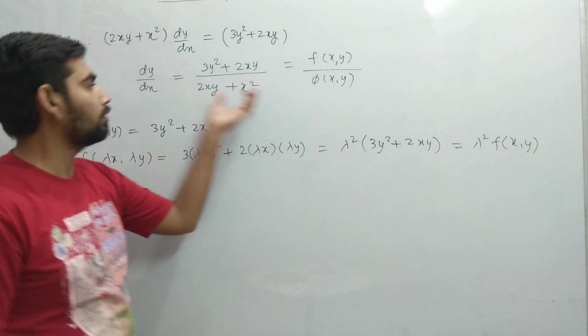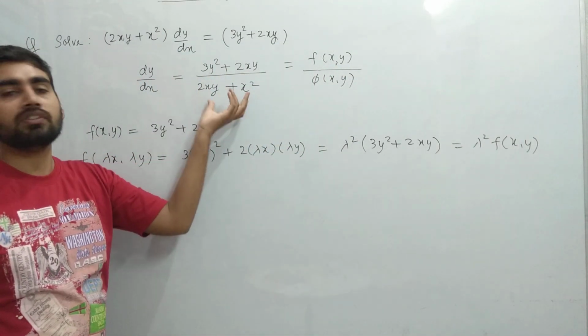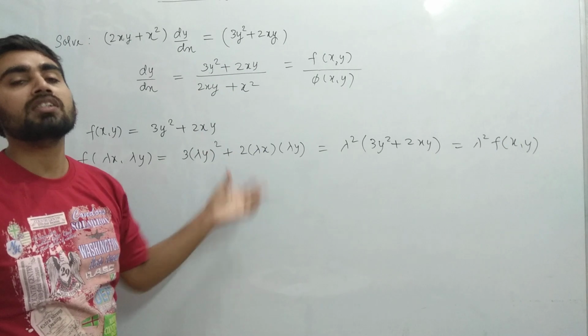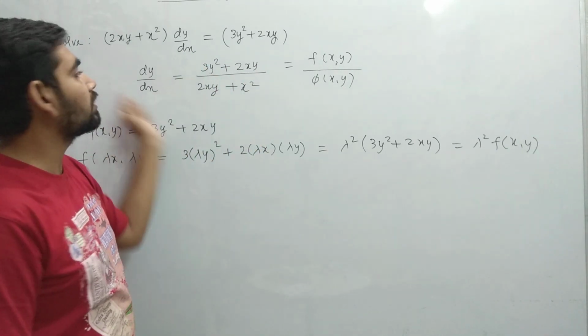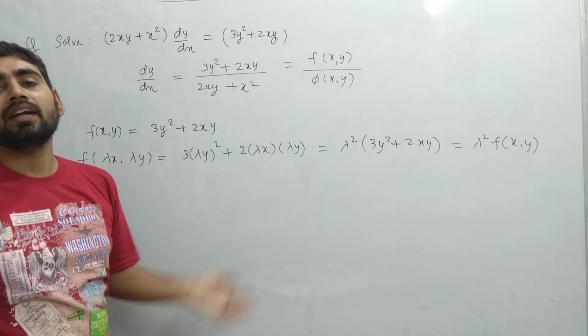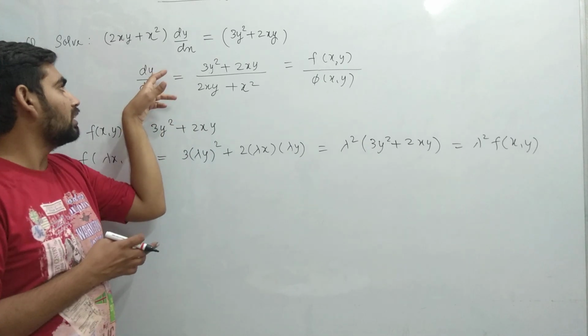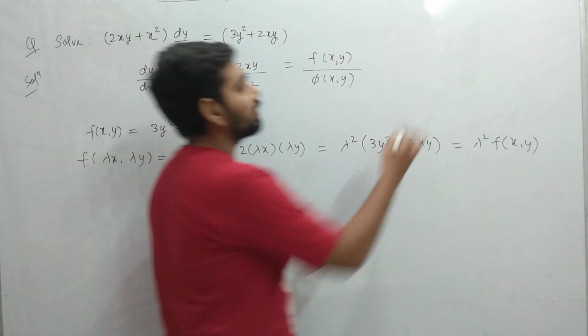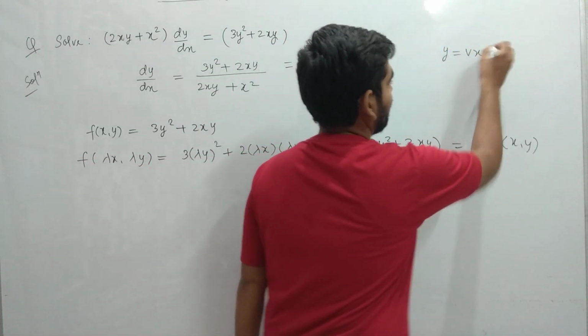Similarly we can also check that φ(x,y) is also a homogeneous function having degree 2. Both are homogeneous functions having degree 2. So this differential equation is a homogeneous differential equation, and since the dependent variable is y, it can be solved by putting y = vx.